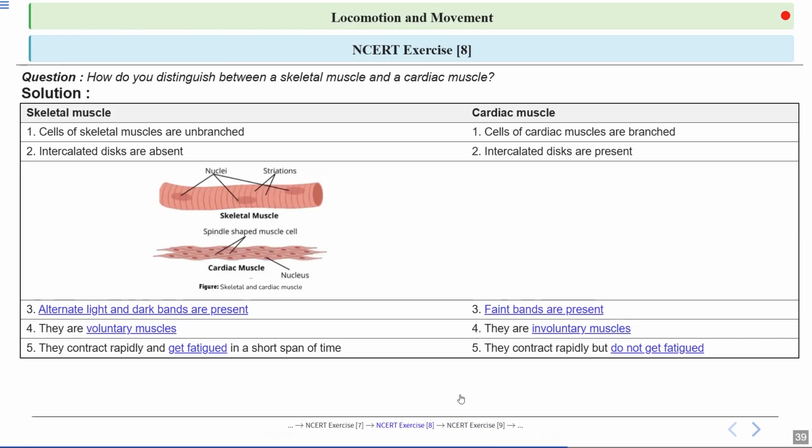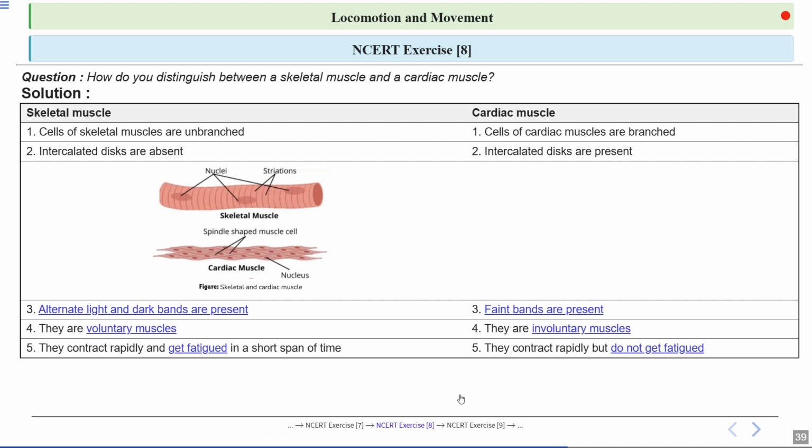Talking about skeletal muscle, these are unbranched like straight sticks, while cardiac muscles are branched almost like tree branches connecting together. Intercalated discs, which help heart cells communicate and contract together, are only found in cardiac muscle. Skeletal muscles show clear light and dark bands and are under our voluntary control, meaning we can move them when we want, like lifting a book.